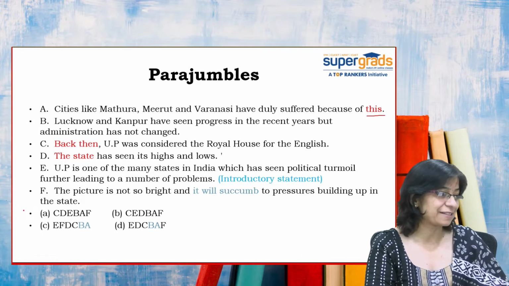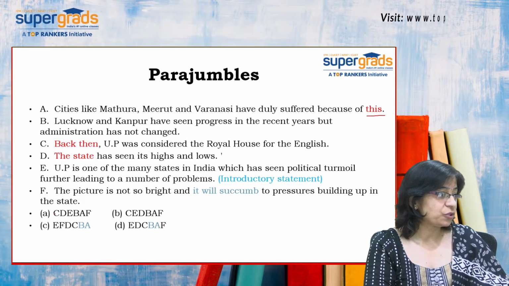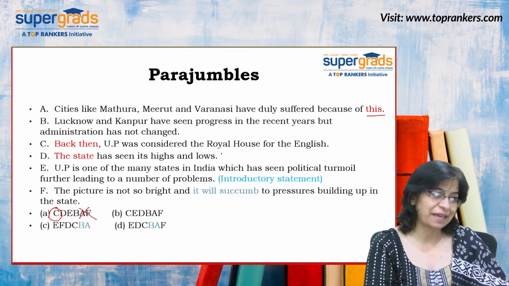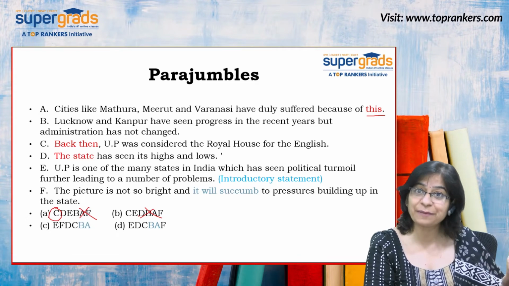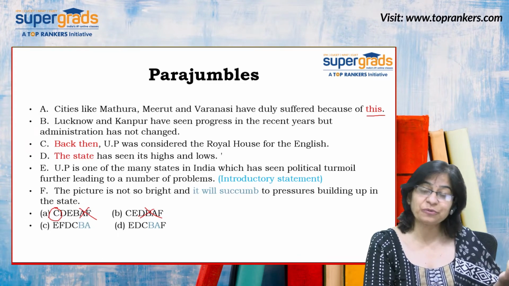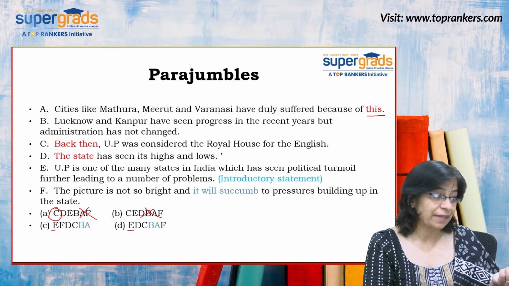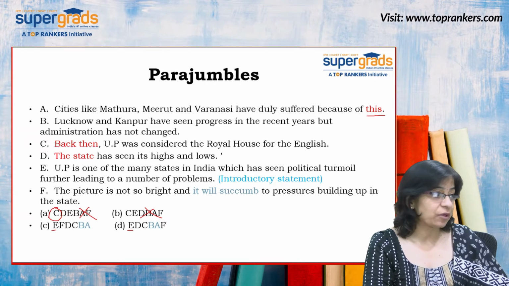Now, let's look at the answer choices. Now, we know for sure that option C cannot be the opening statement. Eliminate. Again, eliminate. So, out of 4 answer choices, we have already eliminated 2. We are left with 2. Now, let's see which one makes more sense. Oh, they're both beginning with E. So UP is one of the many states in India which has seen political turmoil.